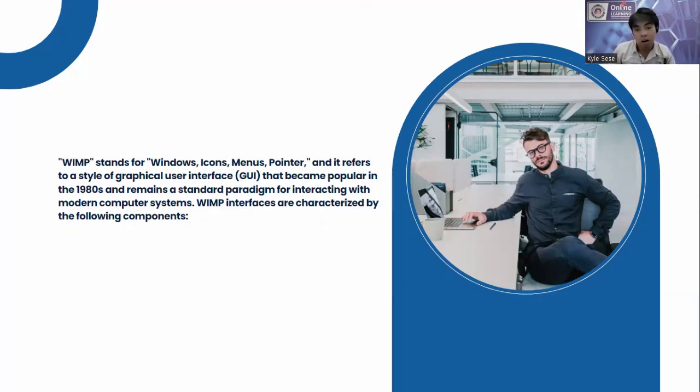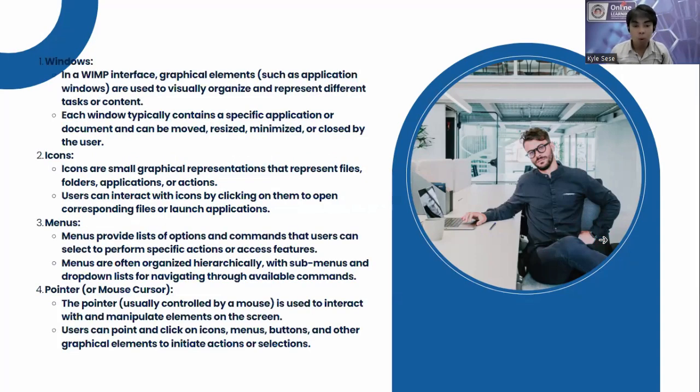WIMP interfaces are characterized with the following components. Currently, class, if we observe the systems that we are using, we can see the windows, the icons, the menus, and the pointer, which is very essential when it comes to the graphical user interface. First is the windows. The windows in the WIMP interface, or the graphical elements such as application windows, are used to visually organize and represent different tasks or content.